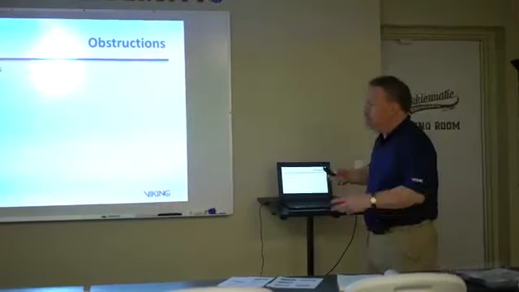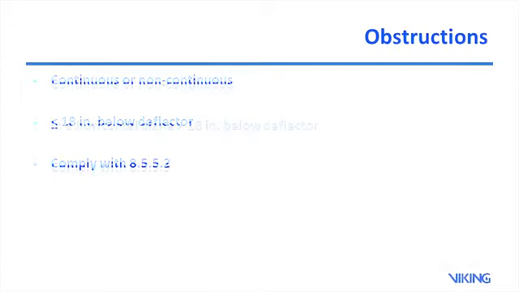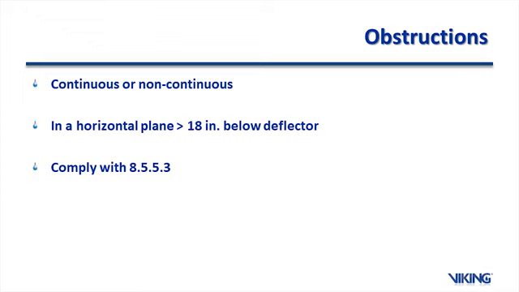So obstructions can be continuous or non-continuous. This is just repeating what we did earlier. Less than or equal to 18 inches need to comply with 8.5.5.2. Continuous or non-continuous in a horizontal plane greater than 18 inches below the deflector need to go to 8.5.5.3.